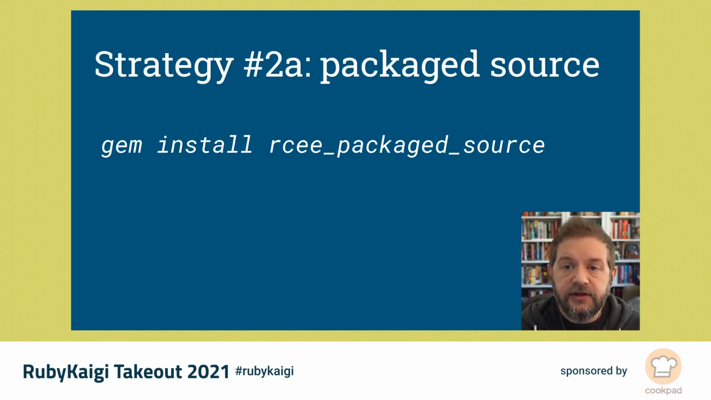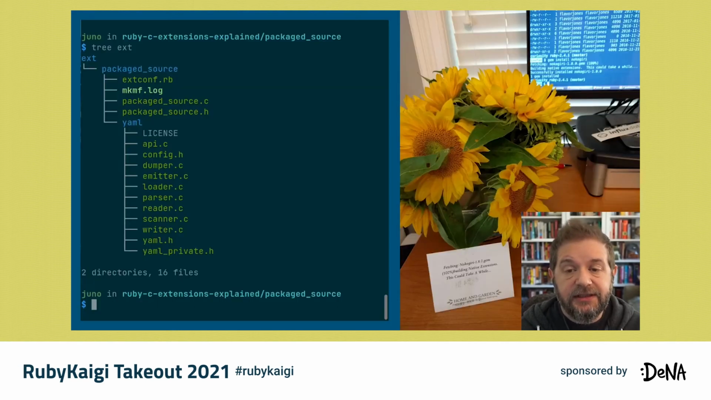Some gems, like Nokogiri and Psych, package the third-party library's C files. This means the gem is redistributing the library, so be careful with licensing implications if you do this. Packaging third-party libraries is a little more work for gem maintainers to set up, but it may simplify your codebase and make installation more reliable. The easiest way to package up external libraries is simply to drop the source files into your extensions directory. I've got another gem, packaged source, ready to show you.